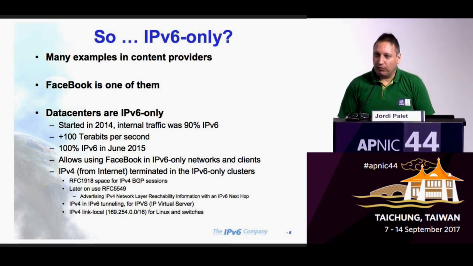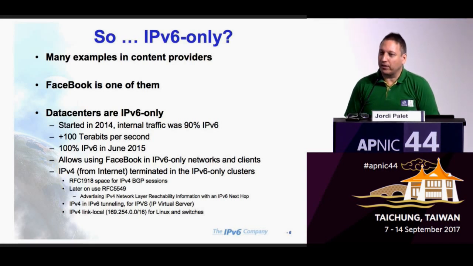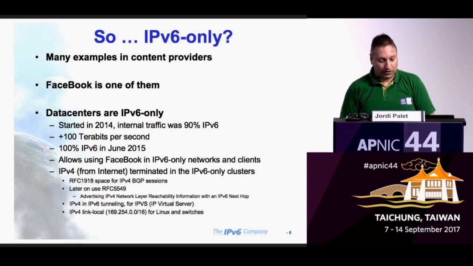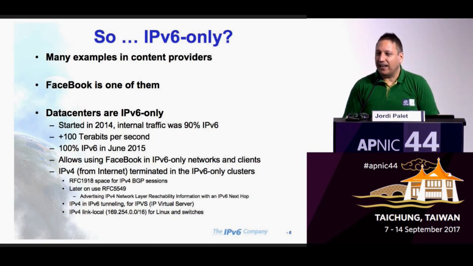In June 2015, they had already deployed IPv6 in 100% of their data centers, okay? This allows Facebook to be reached by any IPv6 only device. So if we deploy IPv6 in cellular networks, we will be able to reach Facebook.